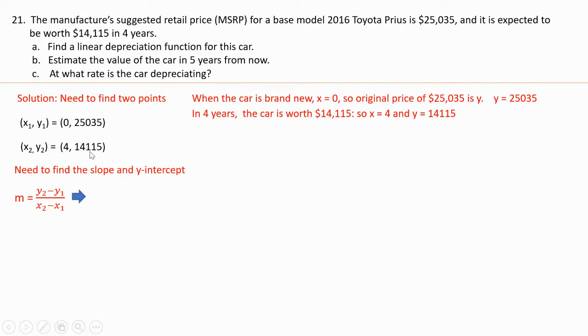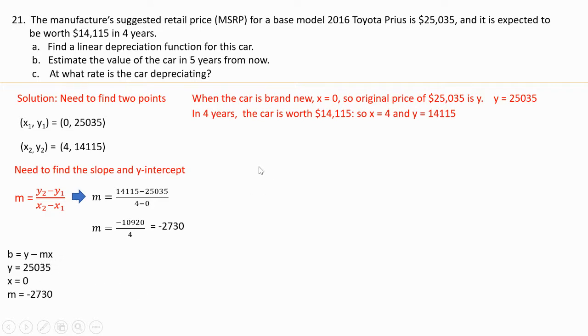So it's going to be 14,115 minus 25,035, and 4 minus 0. So you get negative 10,920. We divide by 4. So this is my slope. So this means, guys, that the car is losing value at $2,730 per year. Eventually, this will be the answer for C, okay? But let's not jump the gun here.